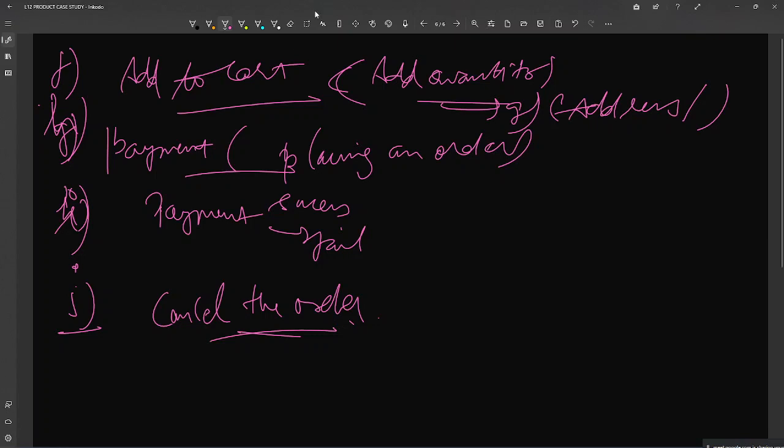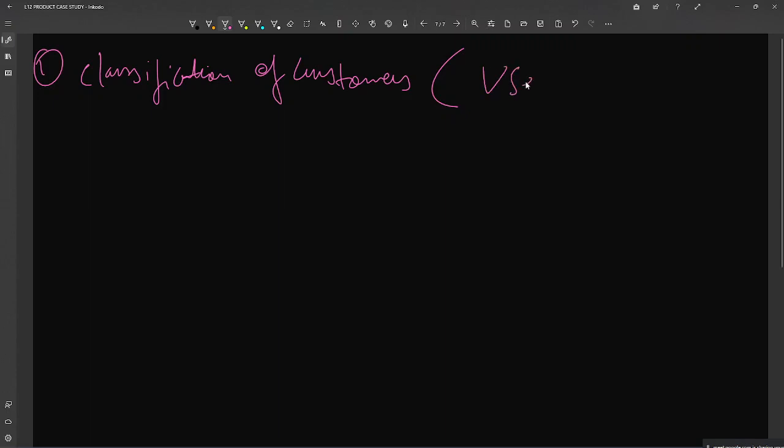Now let's discuss. So till now what we have covered is, first, the total classification of customers. And what is the technical term that we use for classification of customers? We just discussed user personas, right? This is a technical term. Sometimes an interviewer will say user persona, so he means classify the customers.